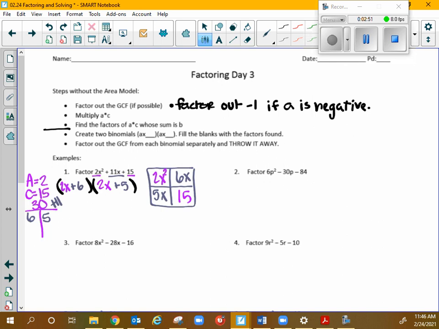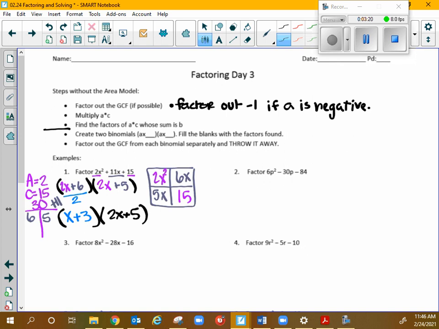So if I look at my two factors, is there anywhere that is divisible by 2? The 2x plus 6, right? So I'm going to divide that one by 2 in order to get x plus 3 times 2x plus 5. So you basically end up with one too many A values, so you need to factor an extra A value out at the end.